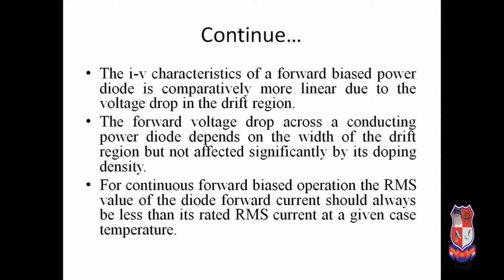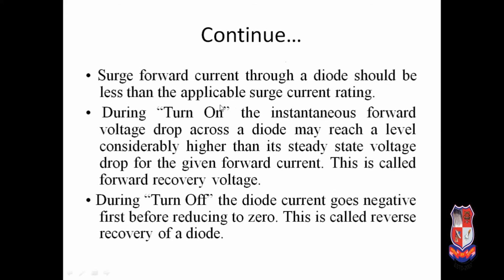Okay, so taking this into consideration, in continuous forward bias operation, the RMS value of the diode forward current should always be less than its rated RMS current at the given case temperature. We studied that the diode is very sensitive to temperature, so the values are going to be affected by the temperature. Next, the surge forward current through a diode should be less than the applicable surge current rating.